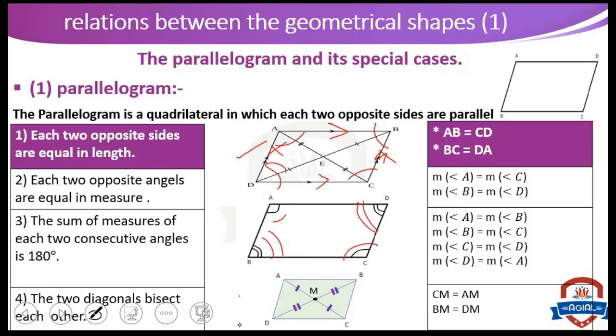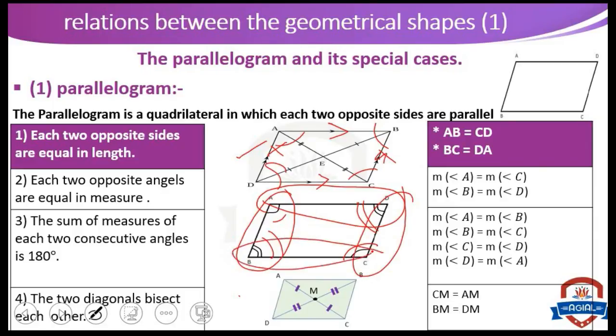The third one, the sum of measures of each two consecutive angles is 180. So the sum of A and B equals 180. A plus D equals 180. D plus C equals 180. Also B plus C equals 180.